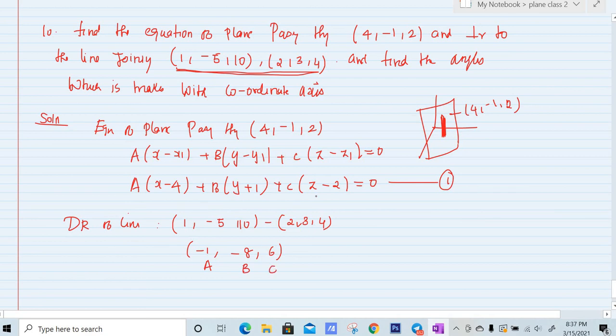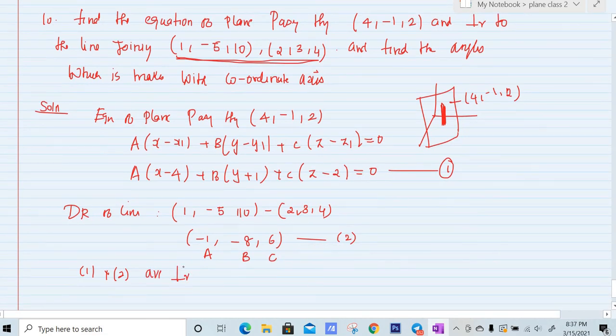Now these two are perpendicular, right? Find the equation of plane passing through this point, and 1 and 2 are perpendicular. 1 and 2 are perpendicular. That means A1 A2 plus B1 B2 plus C1 C2 is equal to 0.